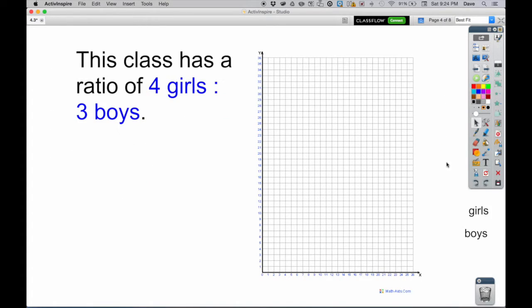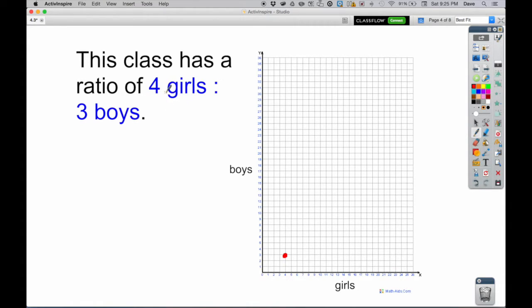All right, so let's take a look at that second situation. This class has a ratio of 4 girls to every 3 boys. So let's just say I put that on a coordinate plane. Let's make the x-coordinate the number of girls, the y-coordinate the number of boys. And what we get are just points based on this ratio. For every 4 girls, so if I go across 4, I'd go up to 3 boys, and that would show the correlation between those two units, 4 girls, 3 boys.